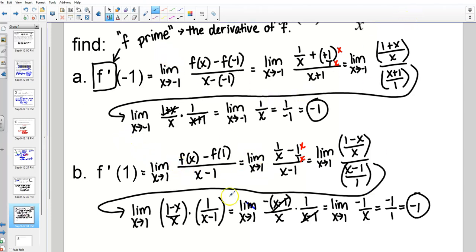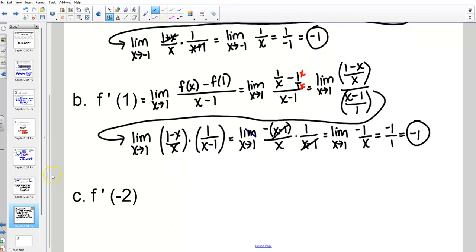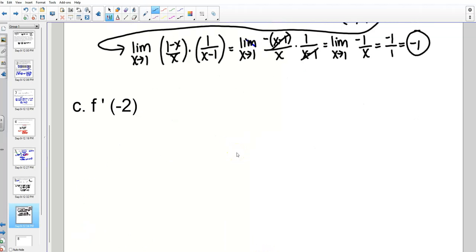So, pretty similar, but now I've got another one. I want you to try this one on your own. It's going to be a similar process, but try this one on your own. Your notes are back there if you want to grab those. So try this one on your own.